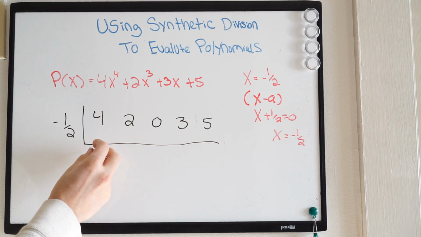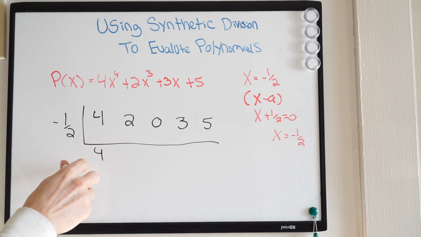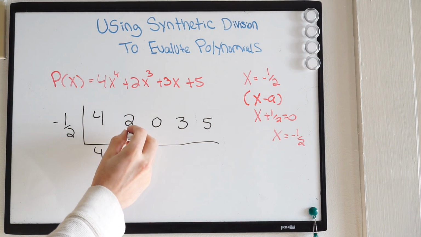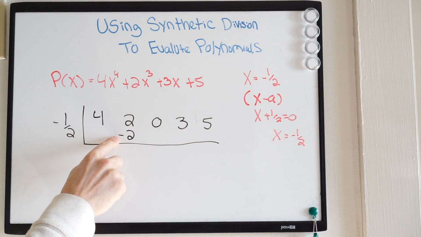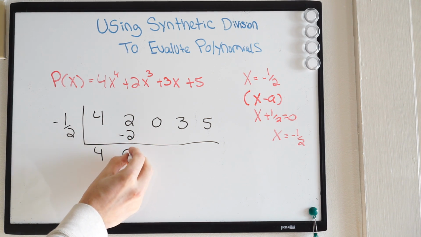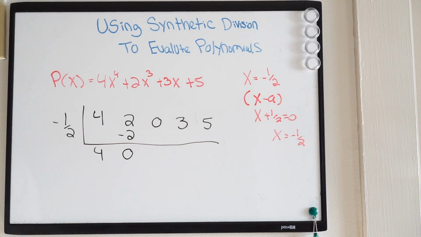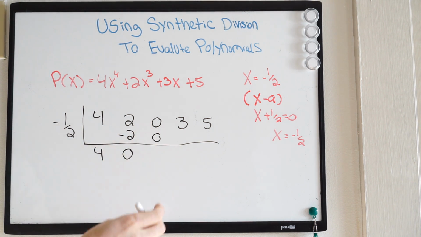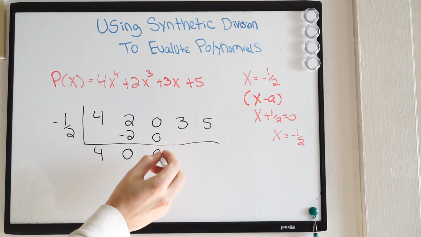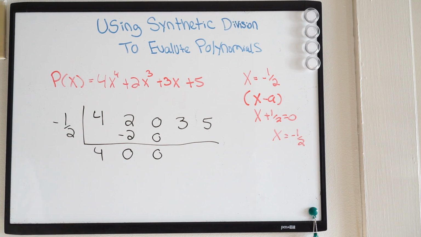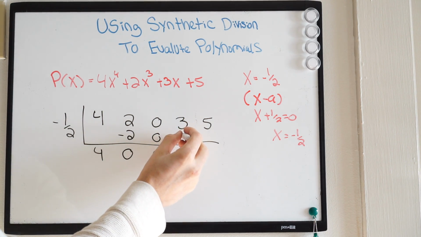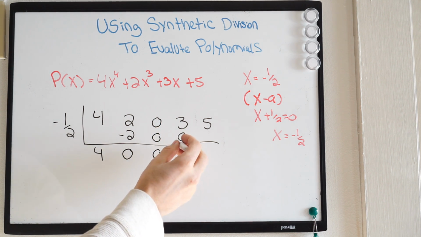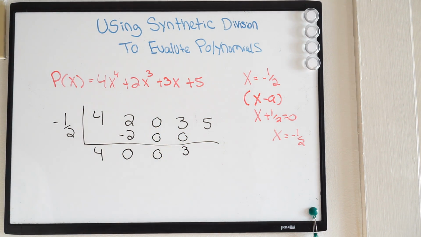Again, we bring down the 4, and then we multiply. So 4 times negative a half, well that's negative 2. 2 and a negative 2, that makes 0. 0 times negative a half, well that's just 0. 0 plus 0, that's 0. 0 times negative a half, again that's 0. And then we have 3 plus 0, which is just 3.